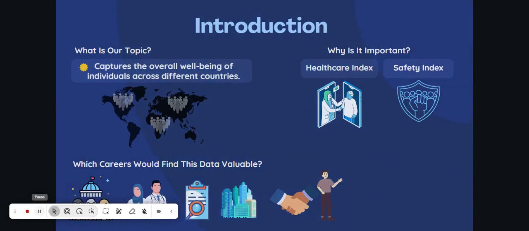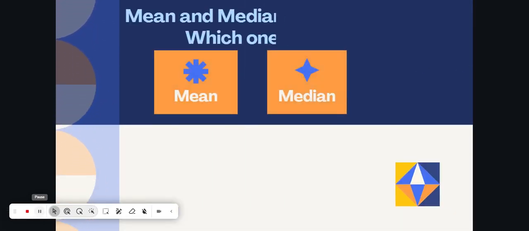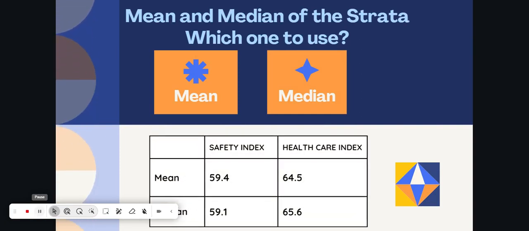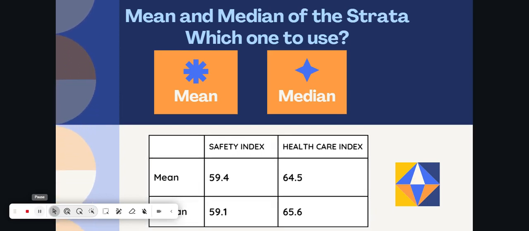These indexes, while seemingly just numbers, dictate a lot about the world with information that is important to any person. As we all know, the median represents the middle value and the mean is the average. The mean of the safety index is 59.4 and the mean for the healthcare index is 64.5. The safety index has a median of 59.1 and 65.6 for the healthcare index. In this case, the median provides a stronger measure of central tendency and is most preferable to make more accurate predictions, since there are outliers that may have skewed the data.